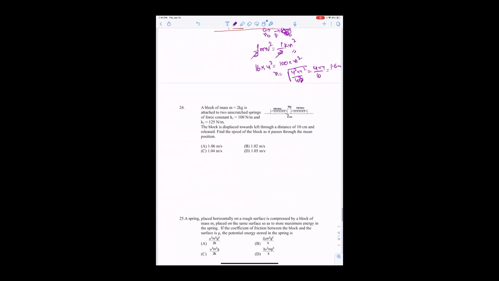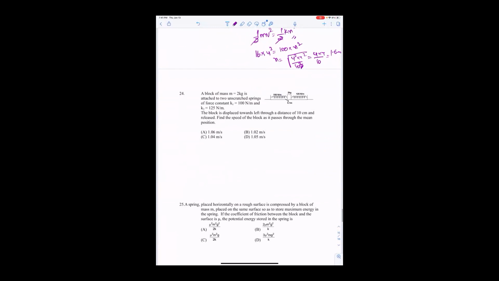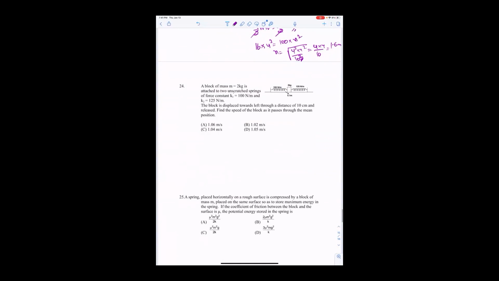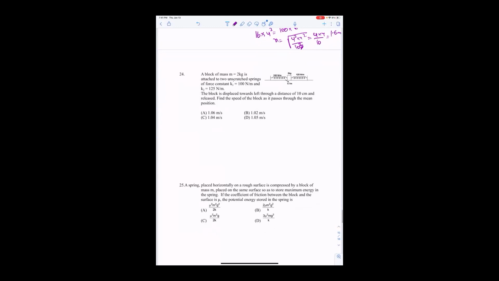A block of mass m = 2 kg is attached to two unstretched springs of constants K1 = 100 and K2 = 125. The block is displaced towards the left through a distance of 10 centimeters. That means this spring is under compression and this one is under stretch.